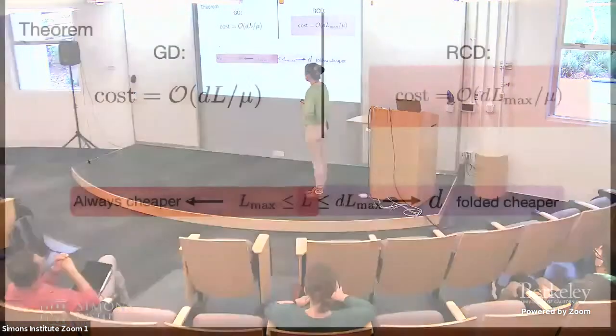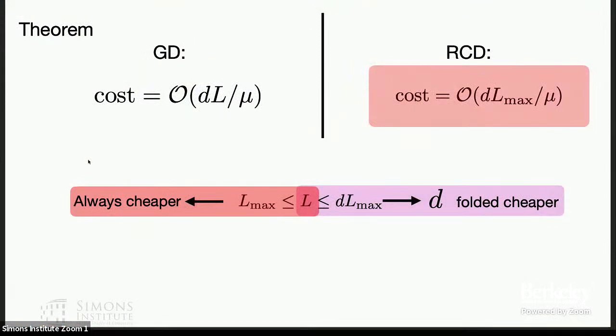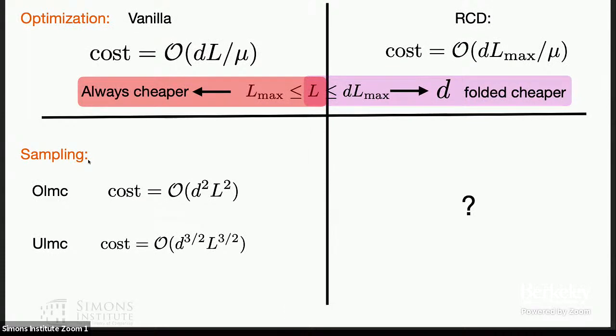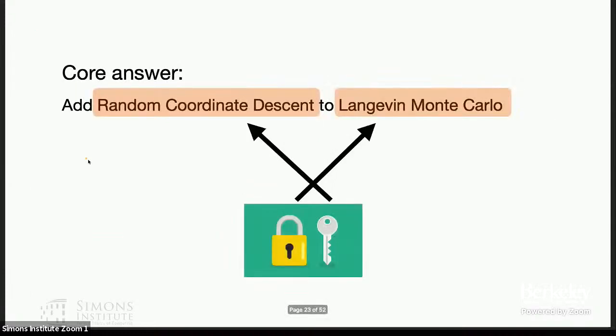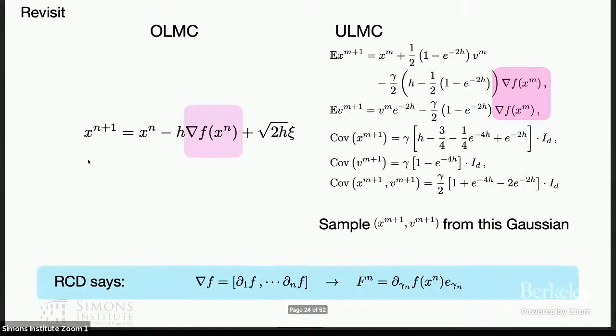Right. So this is a summary: random coordinate descent always saves, and sometimes it can be dramatically cheaper. And we ask a question: when we incorporate random coordinate descent into Langevin Monte Carlo, can you say the same thing about the saving? So let's take a look. This is what we had before. The overdamped and underdamped both require a computation of the gradient. And random coordinate descent says that in each iteration, I just randomly pick one coordinate and compute only this coordinate, and everybody else is kept the same. I denote it by capital F.